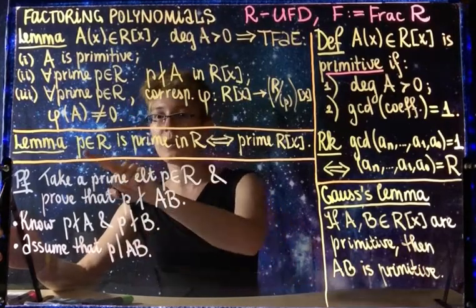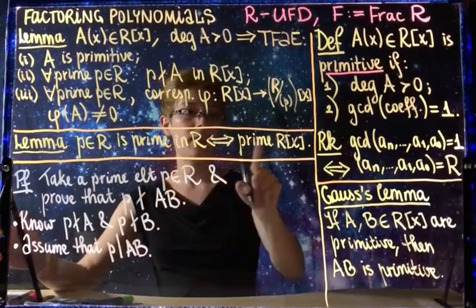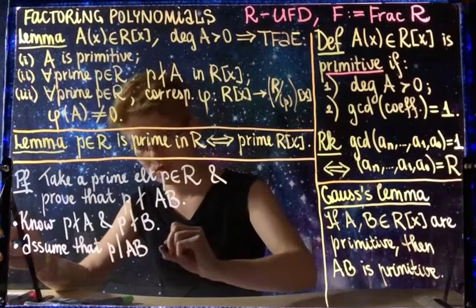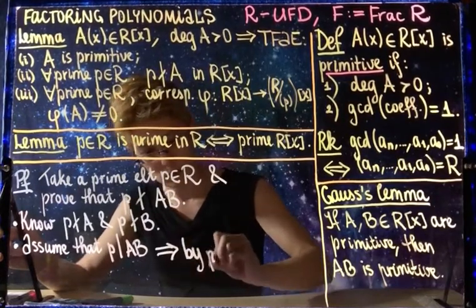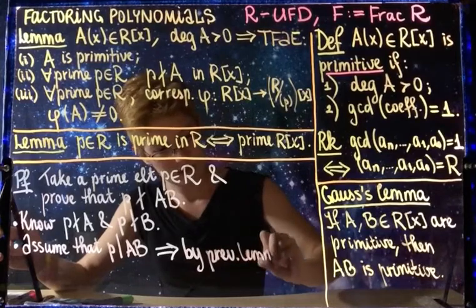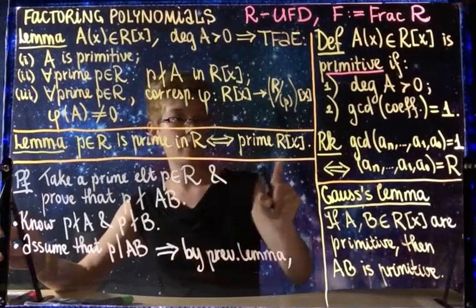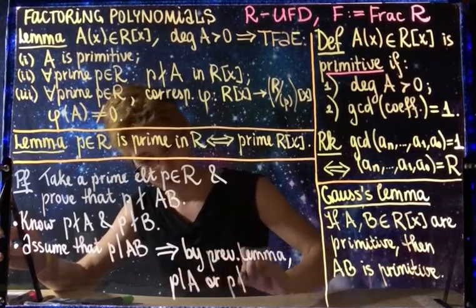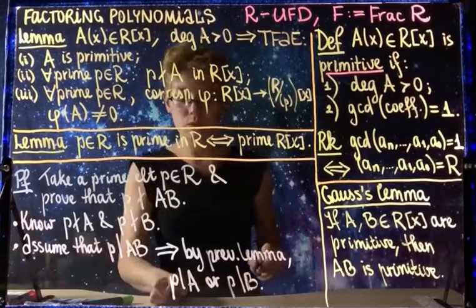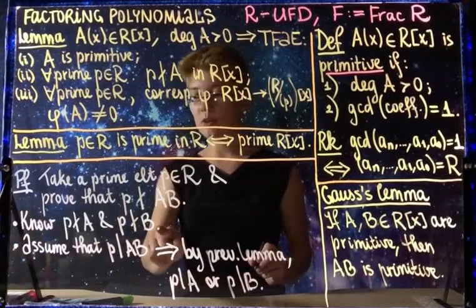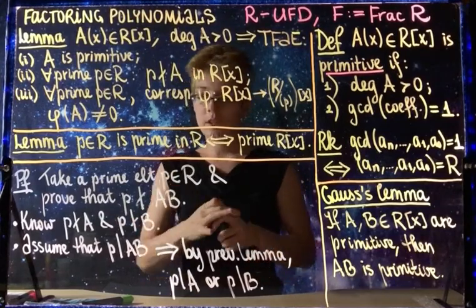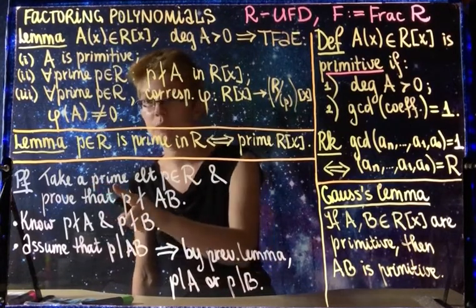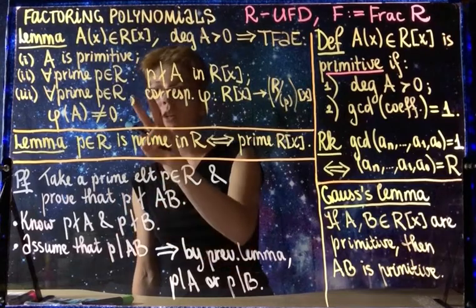But we have just proved that P is prime in R implies that P is also prime as a polynomial. So by previous lemma, P is prime in the ring of polynomials. So P divides either A or B, which is a contradiction to the assumption that A and B were primitive. And so P does not divide the product of A and B, and we can prove it for any prime, and thus we conclude that AB is itself primitive.